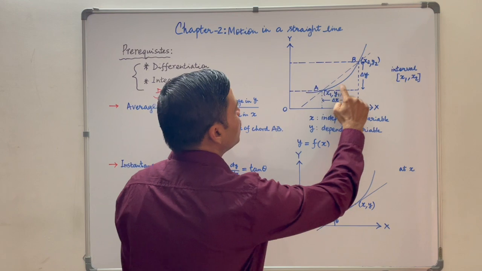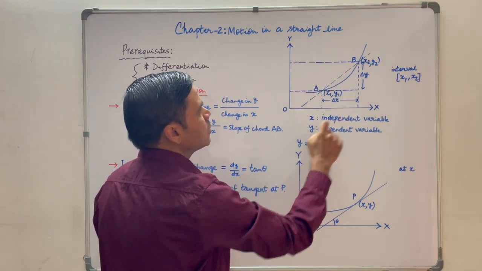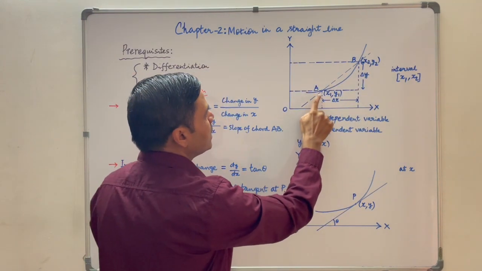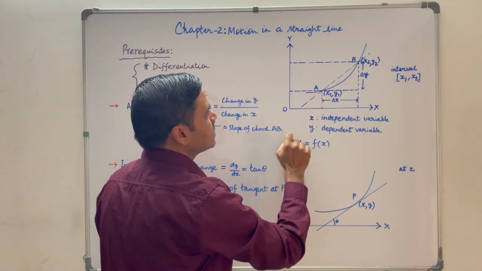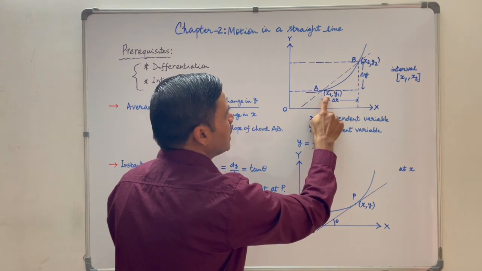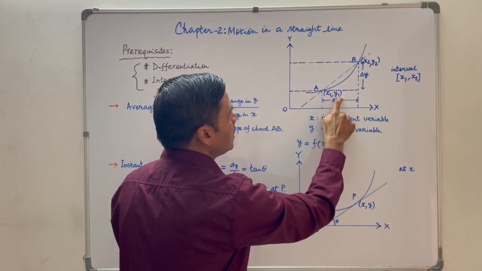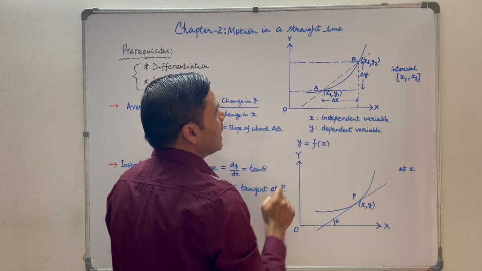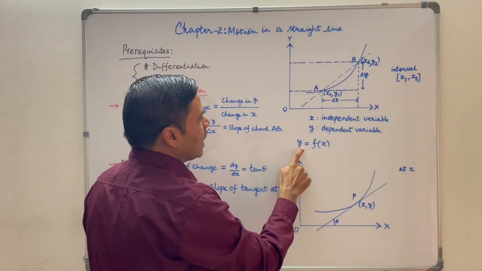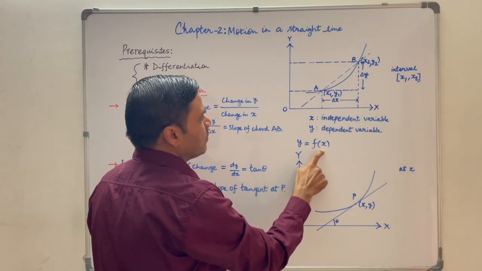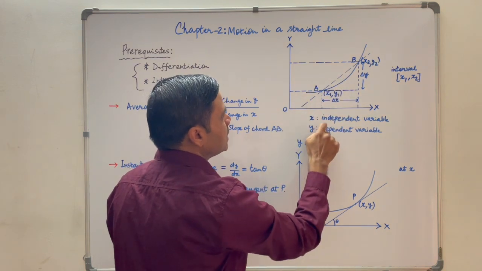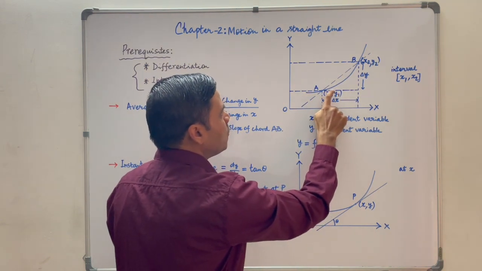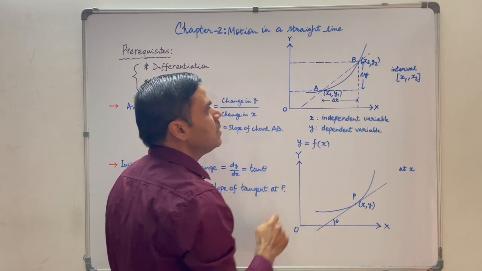Consider a particle is moving along this curve in 2D Cartesian coordinate plane. At any moment, its position is given by two variables known as coordinates. x is the independent variable and y is the dependent variable. The value of y depends on x and it is given by y is equal to f(x). For each and every value of x, there will be a unique y. So in differential calculus, we study how the value of y varies when x varies independently.